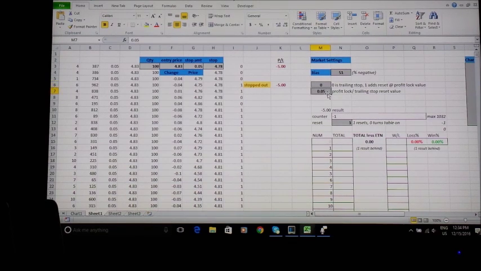Right, and so the second one is just our profit lock, or our trailing stop reset value. It doesn't have to be the same as our stop amount. We can test varying amounts. So that's pretty straightforward.